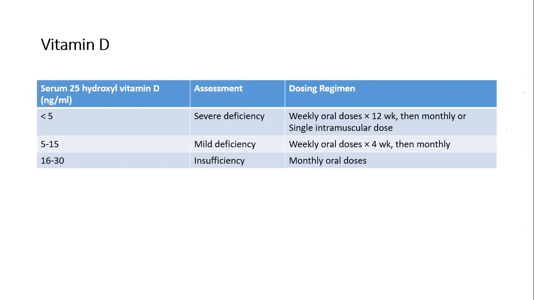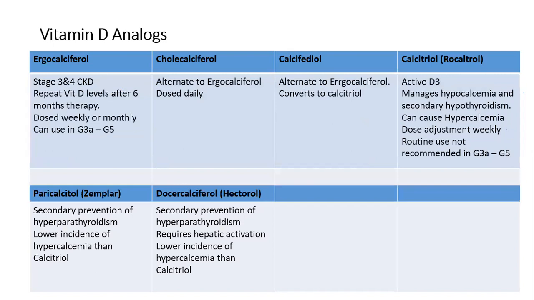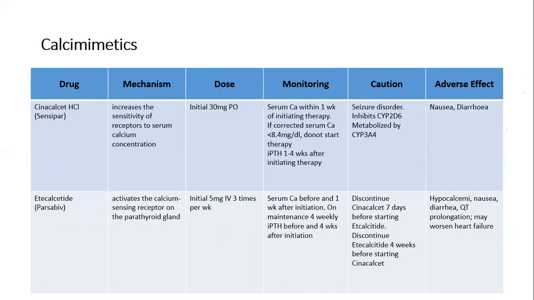So severe deficiency of vitamin D is less than 5, mild is 5 to 15, and 16 to 30 is just insufficiency. These are the different types of vitamin D that are available. And for calcimimetics, cinacalcet increases the sensitivity of receptors to serum calcium, as a drug of first choice. Etelcalcetide is the parenteral alternate to cinacalcet, right? So it's an alternate to cinacalcet. Cinacalcet is the oral option.